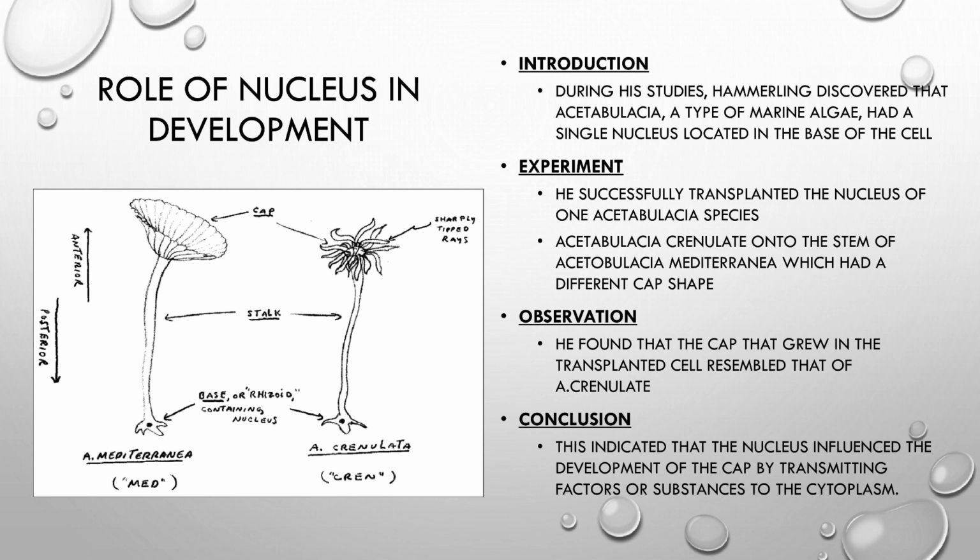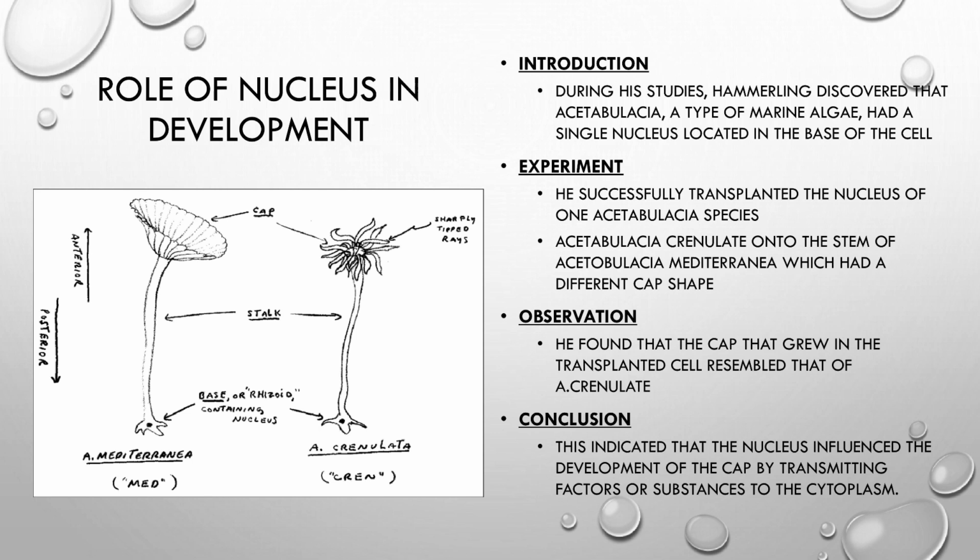During his studies, Hammerling discovered that Acetabularia, a type of marine algae, had a single nucleus located in the base of the cell. In the experiment, he successfully transplanted the nucleus of Acetabularia crenulata onto the stem of Acetabularia mediterranea, which had a different cap shape. He found that the cap that grew in the transplanted cell resembled that of Acetabularia crenulata, and he concluded that the nucleus influenced the development of the cap by transmitting factors or substances to the cytoplasm.